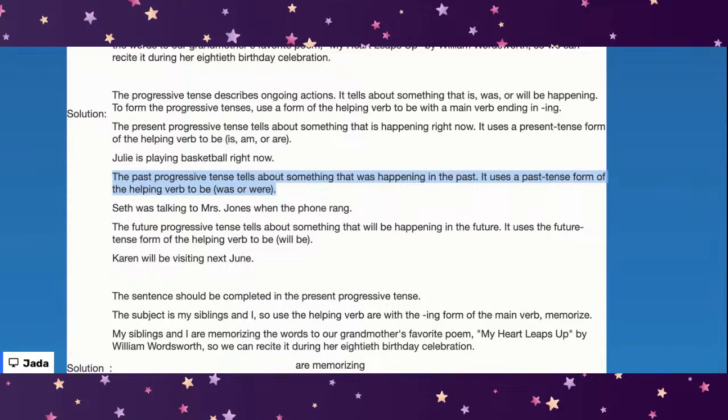Now, the past progressive tense tells about something that was happening in the past. It uses a past tense form of the helping verb to be: was or were. So, Seth was talking to Mrs. Jones when the phone rang. So, it's going to use was or were for the past progressive.